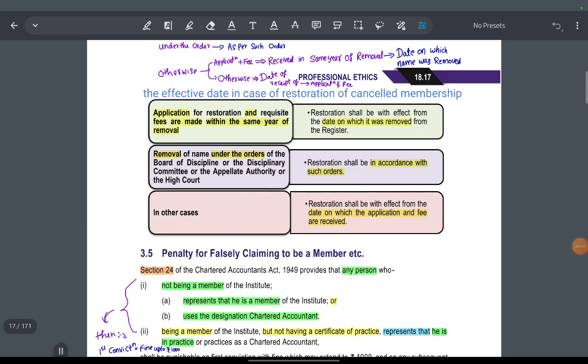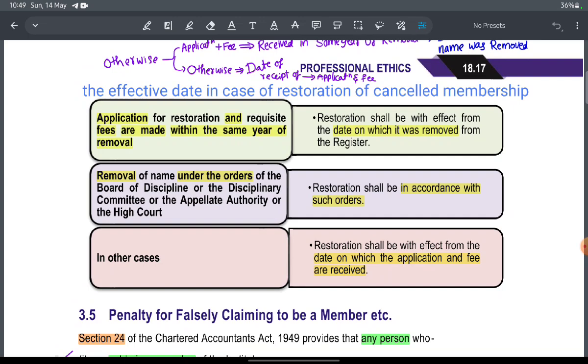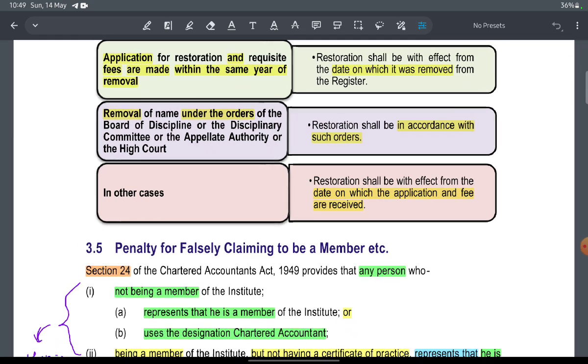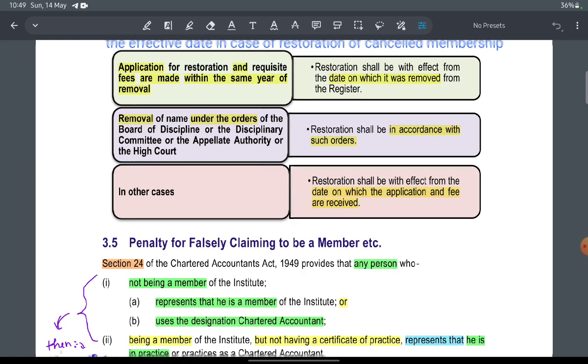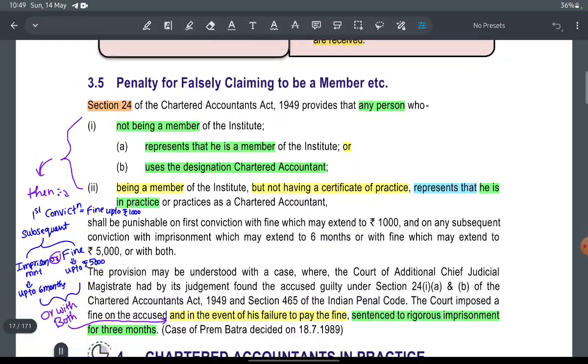Then restoration of membership. The effective date in case of restoration of cancelled membership: the first one, application for restoration is made within the same year in case restoration is because on account of non-payment of annual fee, then restoration date will be the date on which it was removed from the register. The second one is removal under the orders of the Board of Discipline or Disciplinary Committee or Appellate Authority or High Court. Restoration shall be as per such orders. In all other cases, restoration shall be with effect from the date on which application and fee are received.